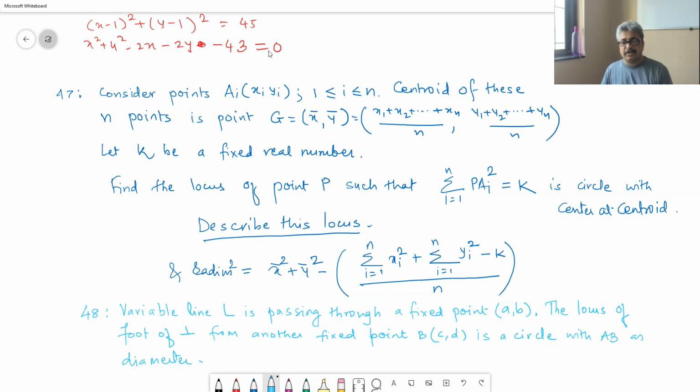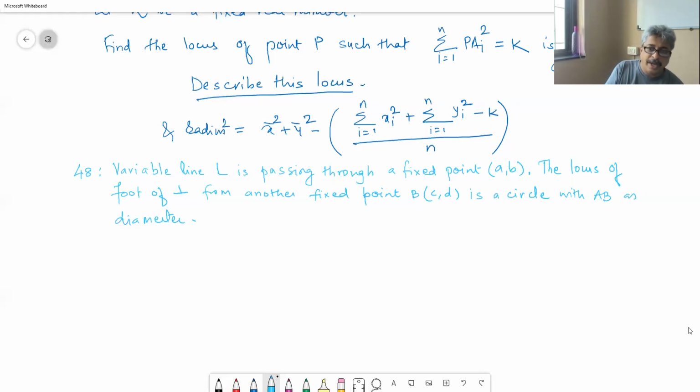We can always convert this problem into a numerical problem, and if you know this fact, then you can get the equation of the circle very quickly. Otherwise, I should have done that, but now the cat is out of the bag. Resume record. You have a fixed point (A, B).